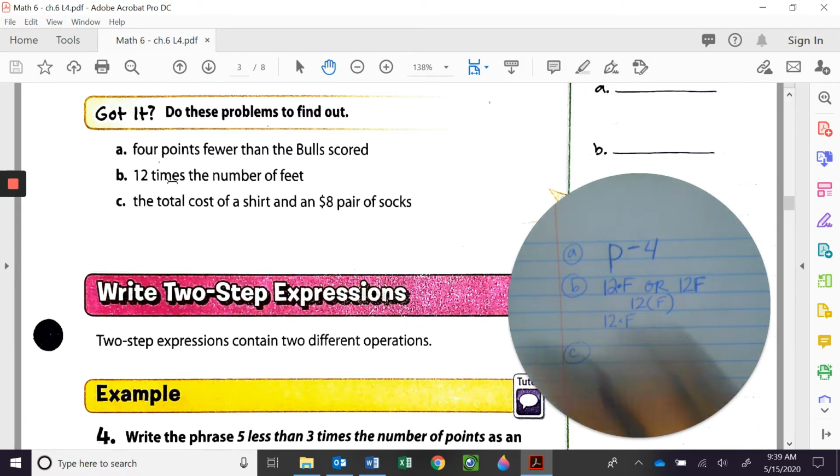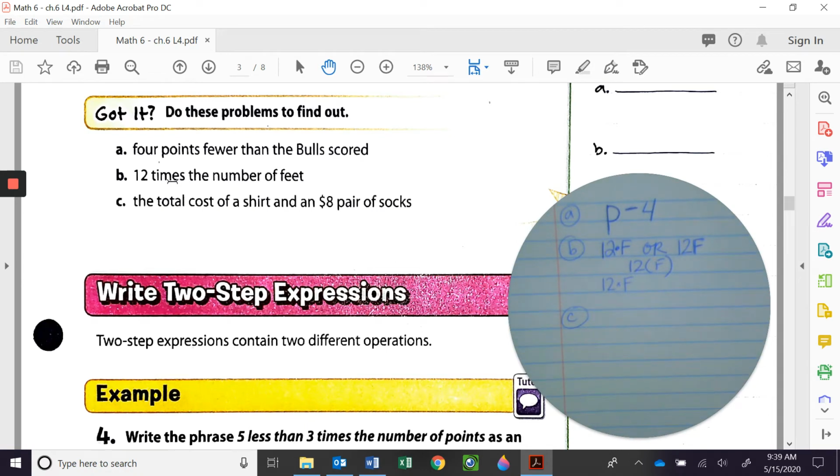All right, let's look at C. The total cost of a shirt and $8 pair of socks. So I'm going to put C for cost. Could have put T for total, S for shirt. It's up to you. So the total cost of the shirt, and we're adding the cost of the socks, which we know is $8. So C plus 8.